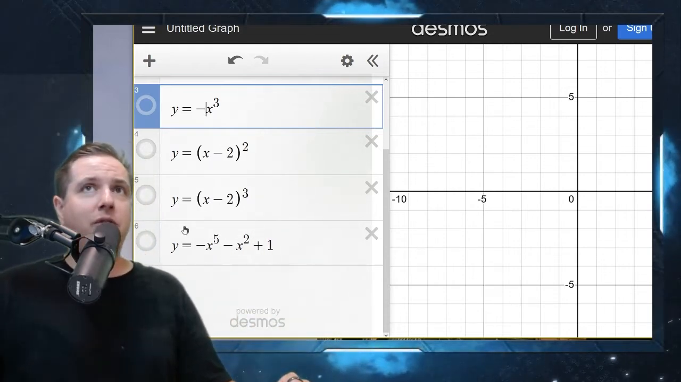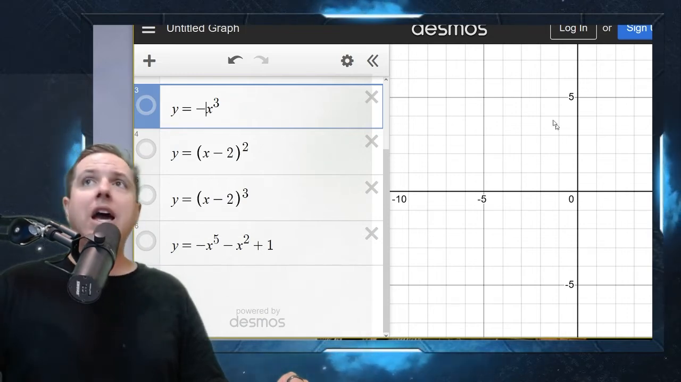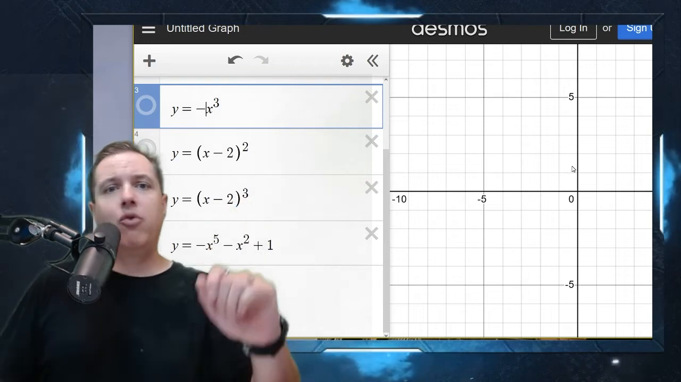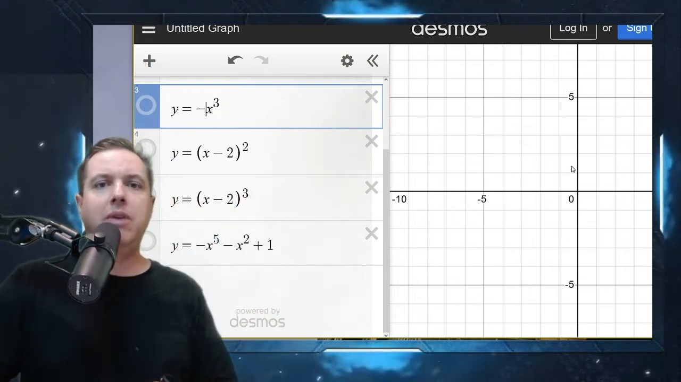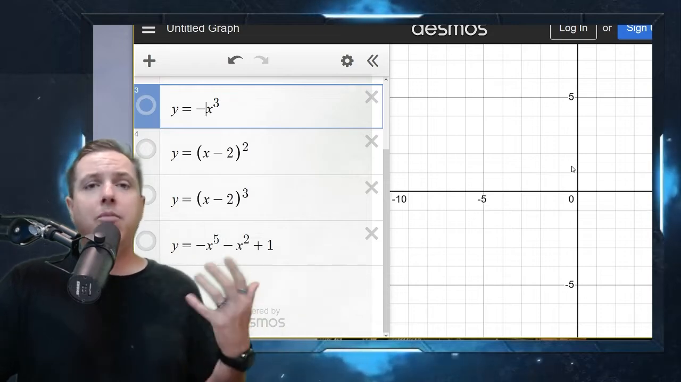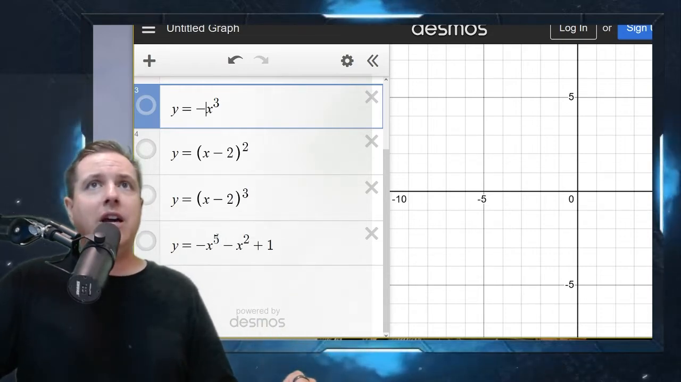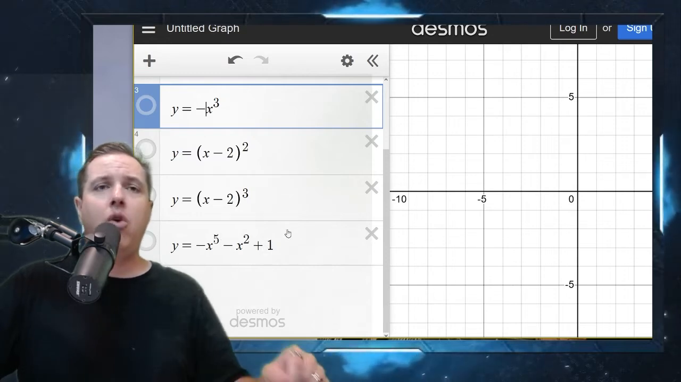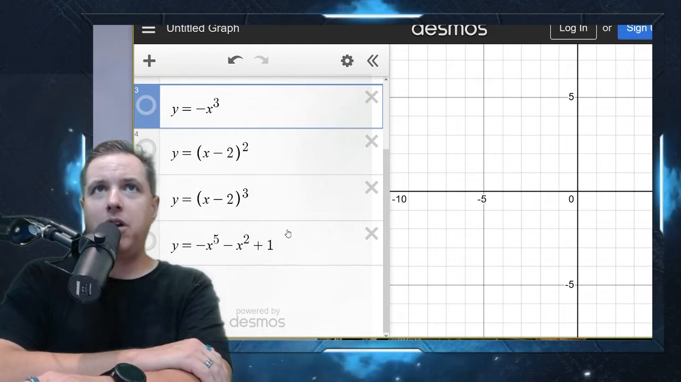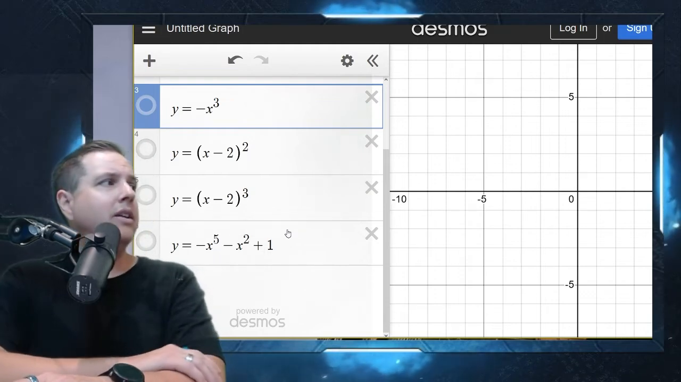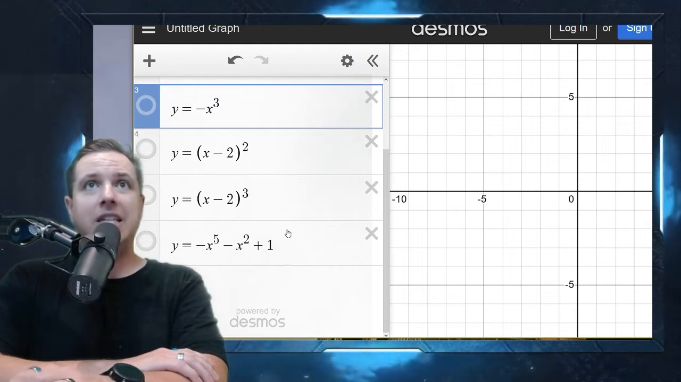So right here I have a function, y equals negative x to the 5th minus x squared plus 1, and I don't have it graphed, right? For whatever reason, it's not convenient for me to graph it. I just want to think my way through the end behavior so that I know something about the problem I'm working on. So I look at it and I go, okay, that's a 5th degree polynomial, and the sign on the leading term is negative.